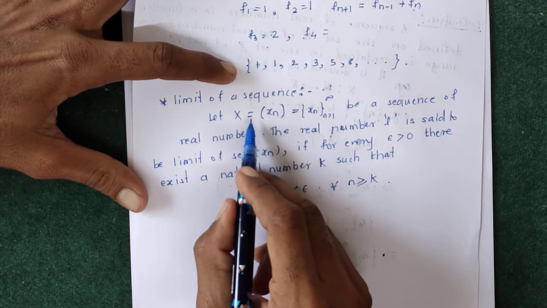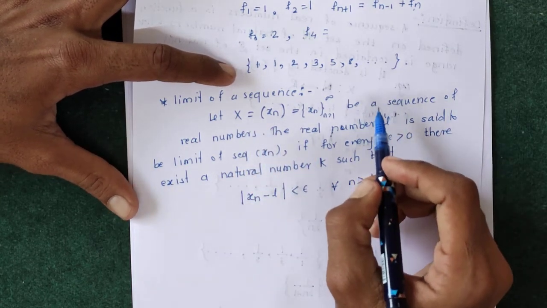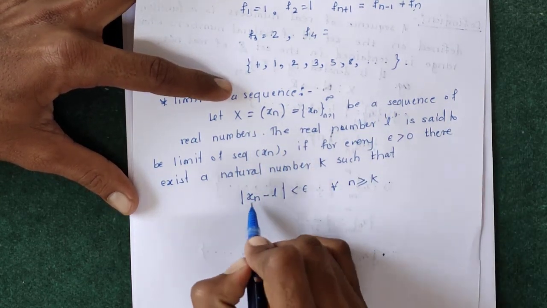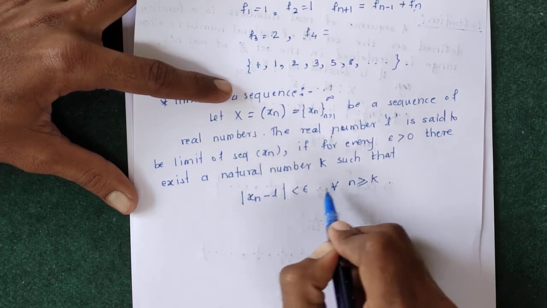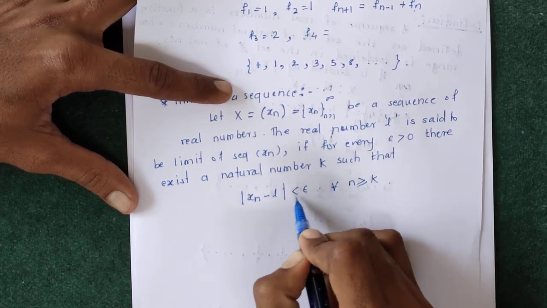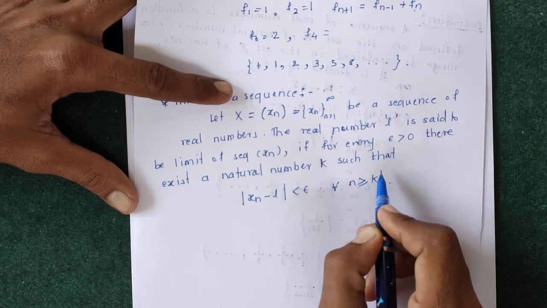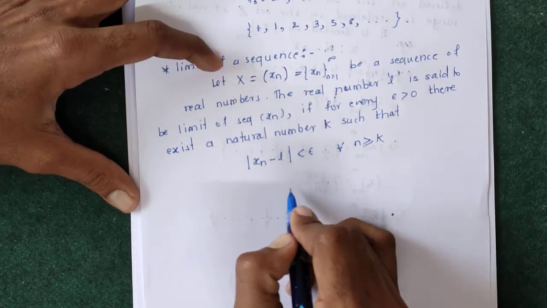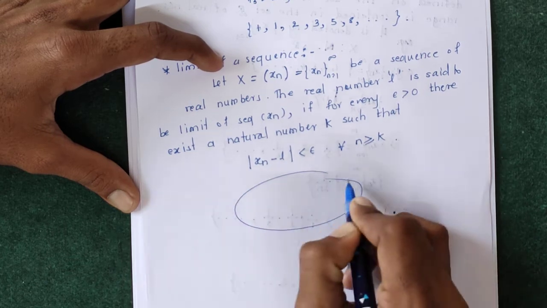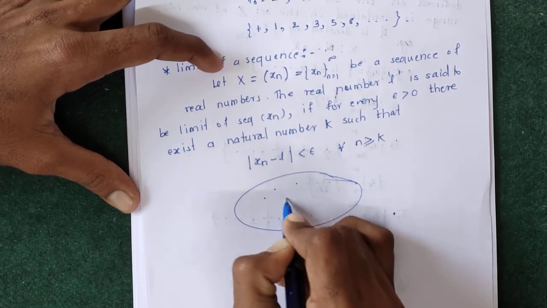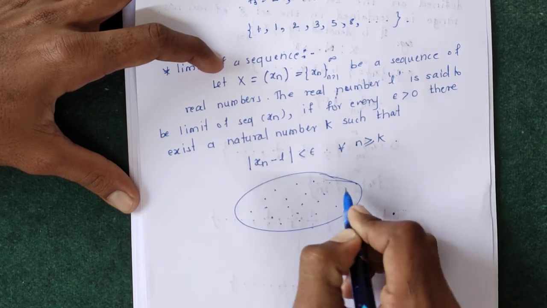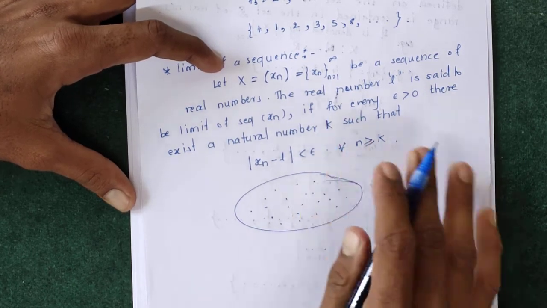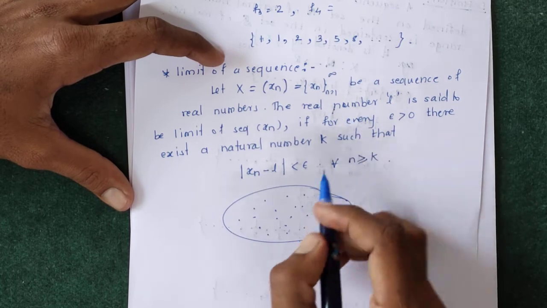We say that our sequence xn of real numbers has limit L whenever for all epsilon positive, mod of xn minus L is less than epsilon for all n greater than or equal to k. That is, this means that a sequence, suppose this is a set in which these elements are the elements of the sequence, then we say that the sequence has limit L.